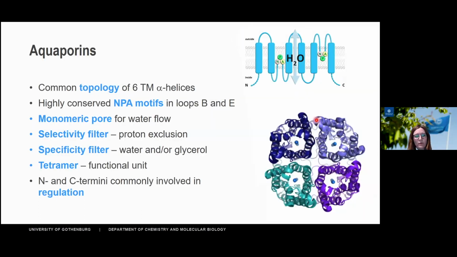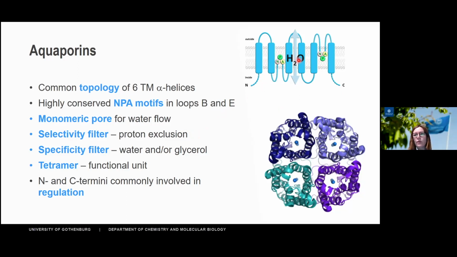For those of you that are not so familiar with aquaporins, I would like to start with a very brief introduction to the protein family. This is in their monomeric form. They are 30 kilodalton proteins, and they share this topology of 6 transmembrane helices. They have 2 highly conserved NPA motifs, one in loop B and one in loop E, and each of them forms a half helix that is bent back into the membrane, and where they meet, they form the water filter and the proton exclusion. So that is the selectivity filter of the channel.